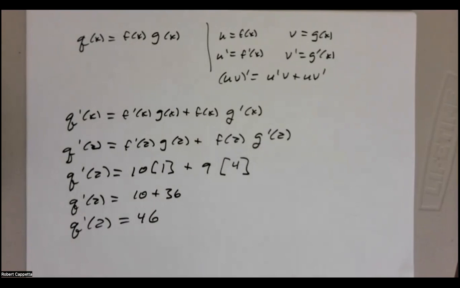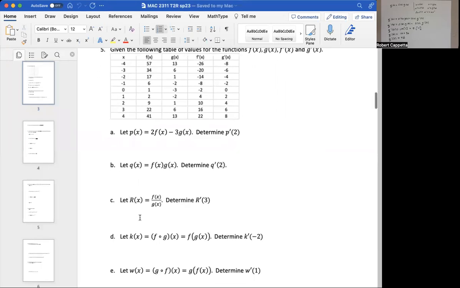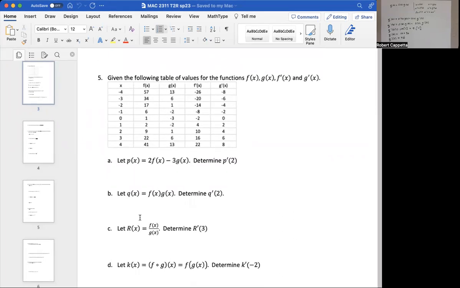As we continue with this problem, what do we have next? Next, I have f of x over g of x is my capital R, and that is going to require me to use the quotient rule. So let's think about that for a minute. Big R of x equals f of x over g of x. So using the quotient rule, we're going to call u f of x. We're going to call v g of x. So u prime has got to be f prime of x. And v prime's got to be g prime of x.